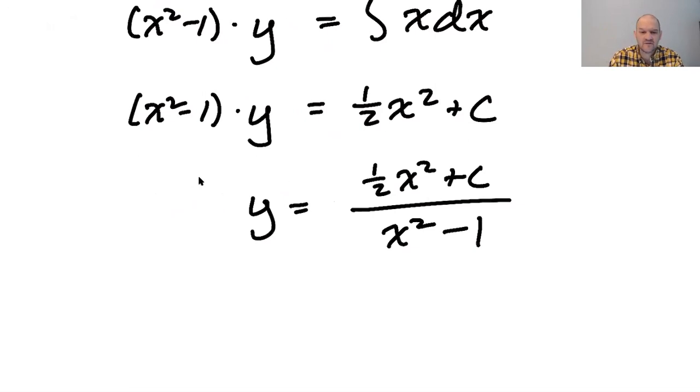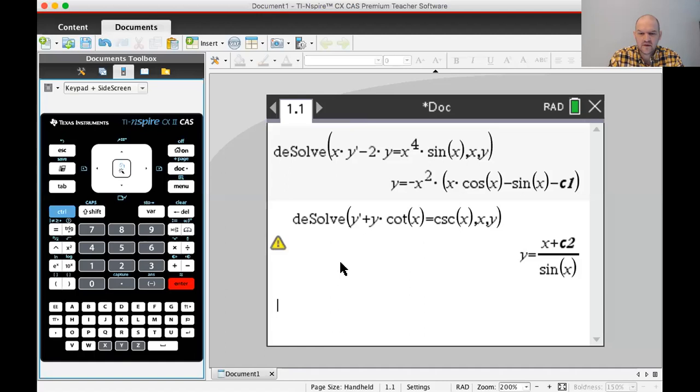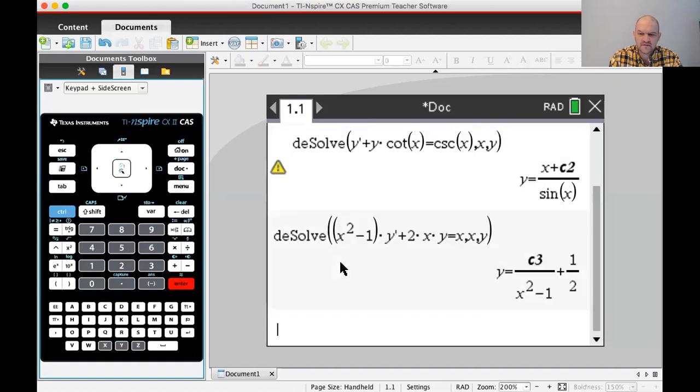Or maybe we got it entirely wrong. Let's find out. DE solve. So the original was the quantity x squared minus 1 times y prime. I always use a lot of multiplication signs on these because I'm not 100% sure what it wants and doesn't want, so I avoid the problem. x is the independent, y is the dependent. So what has it done here? We got c over, there's no x squared anywhere.